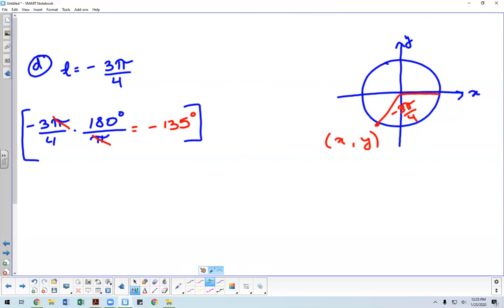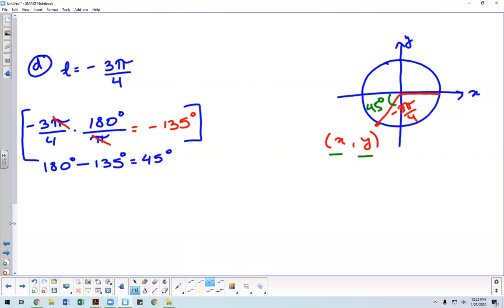Again, third quadrant means both our numbers have to be negative. So what's our reference angle then? I think you go clockwise. Counterclockwise is positive, clockwise is negative. Negative 45 degrees. Yes, so your reference angle is coming out to be 45 degrees.